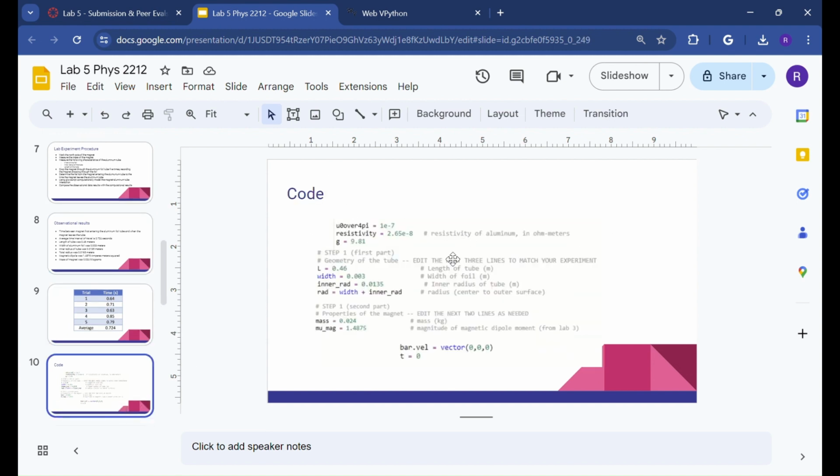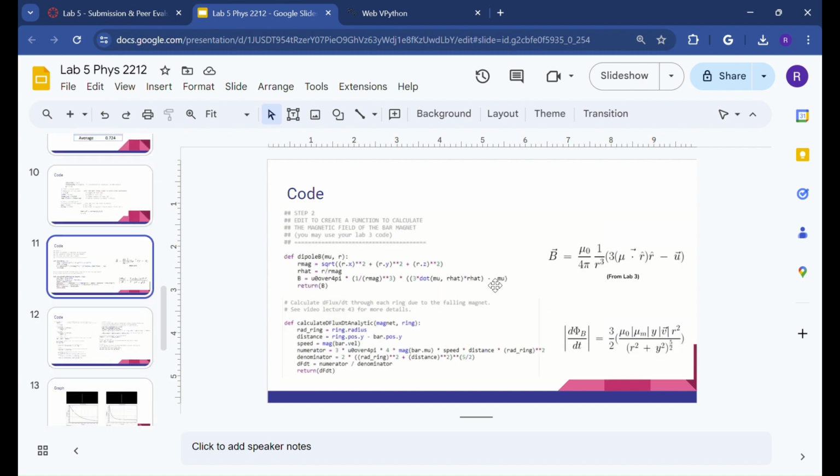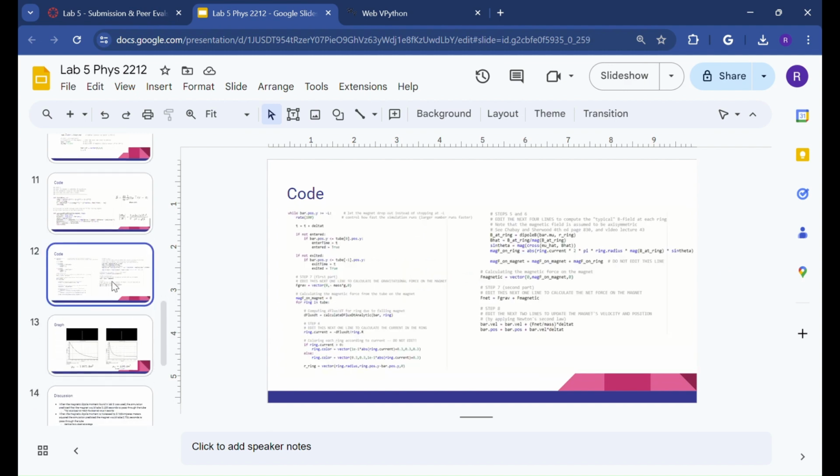Here's our code, just some constants and stuff from Lab 3. Code for calculating the magnetic dipole in 3D, as we have the equation over here from Lab 3. And then the magnetic flux in 3D, calculated right here, just making the formula as something to call. Then we have the code for calculating magnetic force as a function of time, and some of the equations for the current right here. Stuff for the visualization, and also magnetic force calculations.